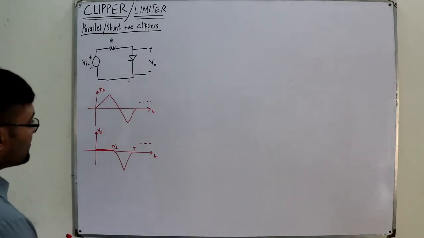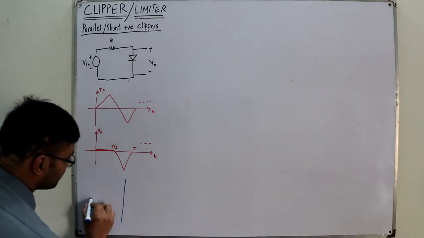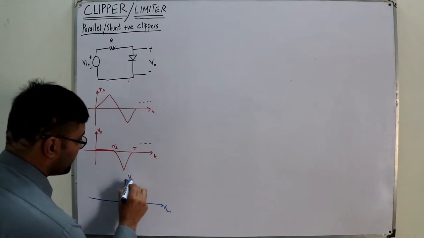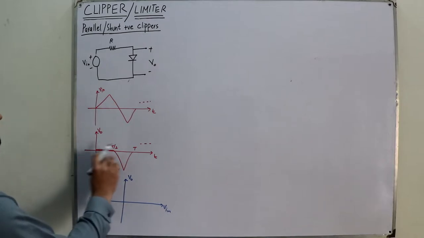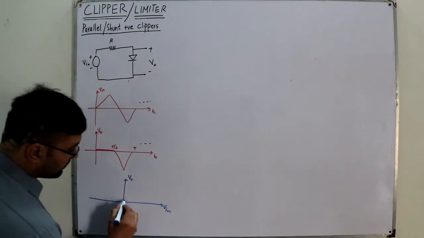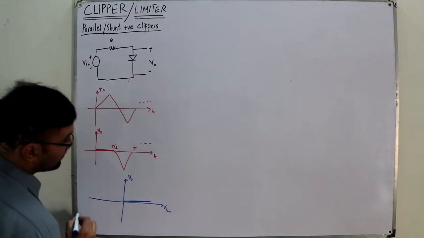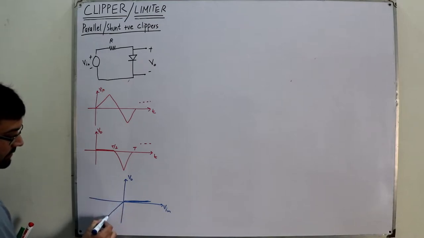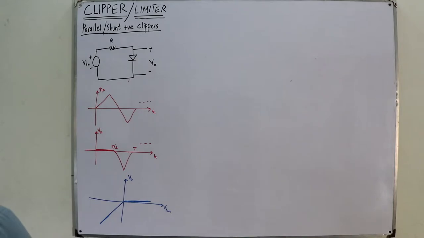So the transfer characteristics. The transfer characteristics are what? This is the input voltage. This is the output voltage. So if the input voltage is greater than zero, the output is simply zero. And when the input voltage is less than zero, the output is equal to the input. So these are the transfer characteristics.